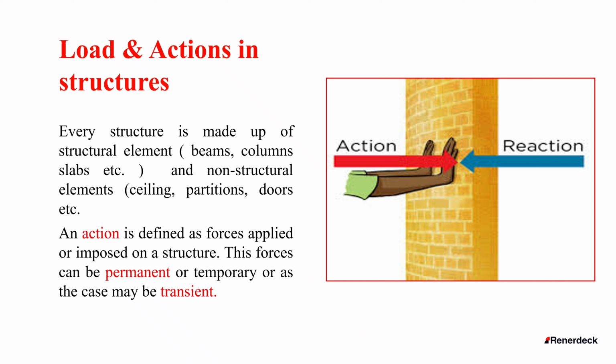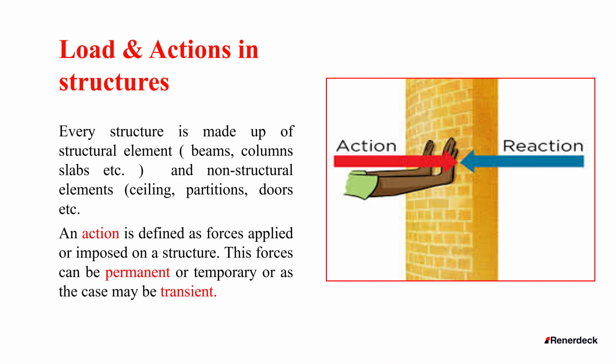Every structure is made up of structural elements. Okay, we have the likes of beams, columns, slabs, etc. And the structure is also made up of non-structural elements. So these two types of elements are present in every structure. You understand? Some of the non-structural elements are the ceilings, the partitions, the doors, etc.